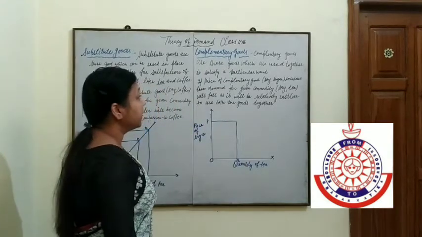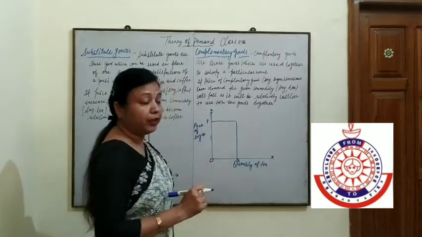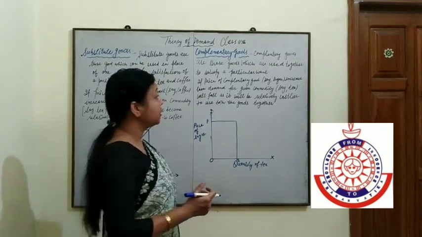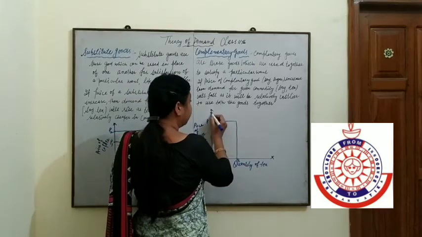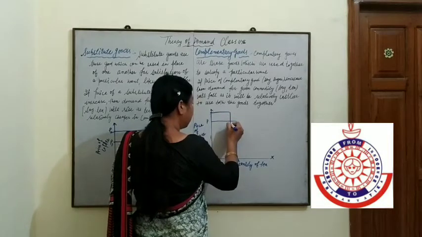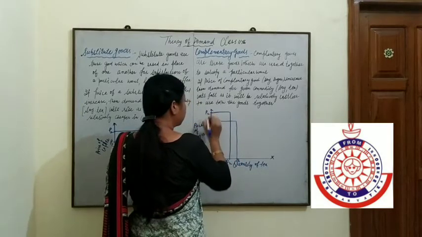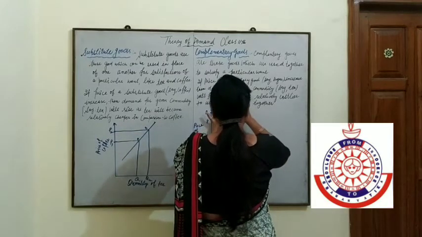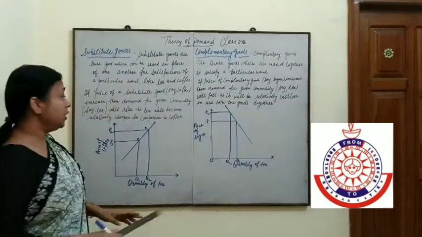Now, if the price of the complementary good increases, then we are demanding less of the complementary good. So we also demand less of tea because both the goods are used together. If the price is high, we are demanding less, and the same quantity we are reducing. So when the price is P2, we are demanding less of this commodity. So our demand curve is downward sloping in case of complementary goods.